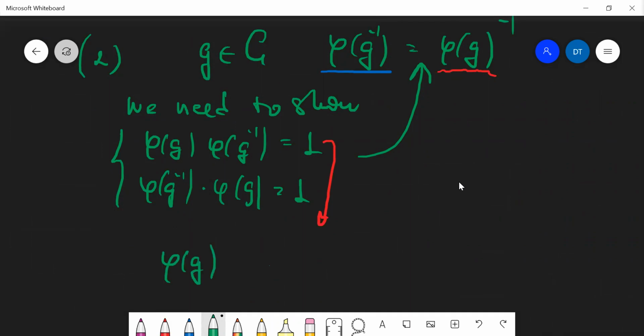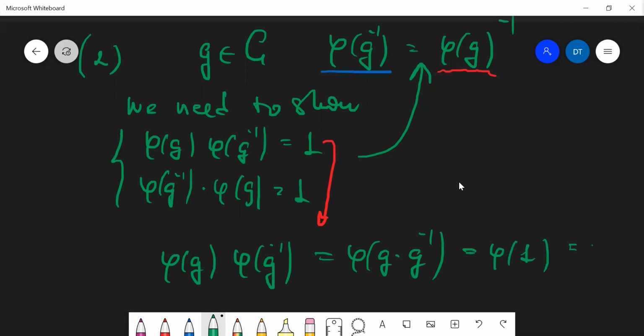Well, let's consider this expression. Because phi is a homomorphism, it preserves the multiplication, so you can rewrite this in this form. And now, since G and G inverse are inverse to each other, this is exactly the same as phi of 1. And because of the previous item of the claim, this is 1. And that's it.